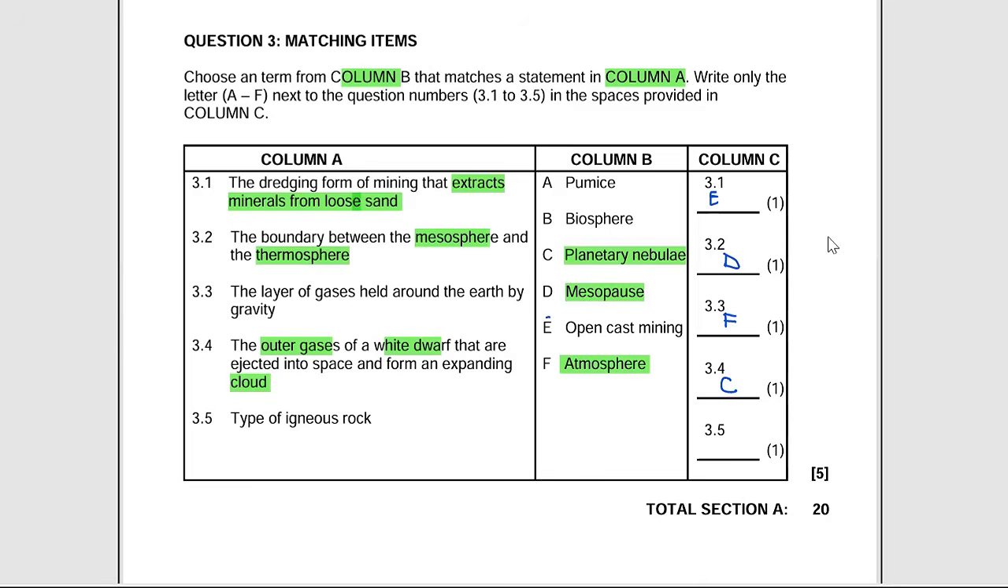Then we proceed to 3.5, which is the last one on our matching items there. Type of igneous rock, right? So this is a type of igneous rock, right? So in terms of this, we're going to have our option A, which is referred to as pumice there.